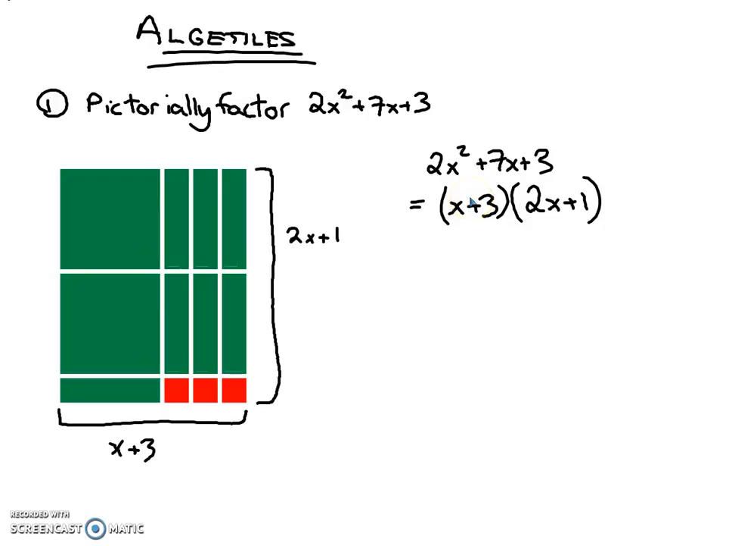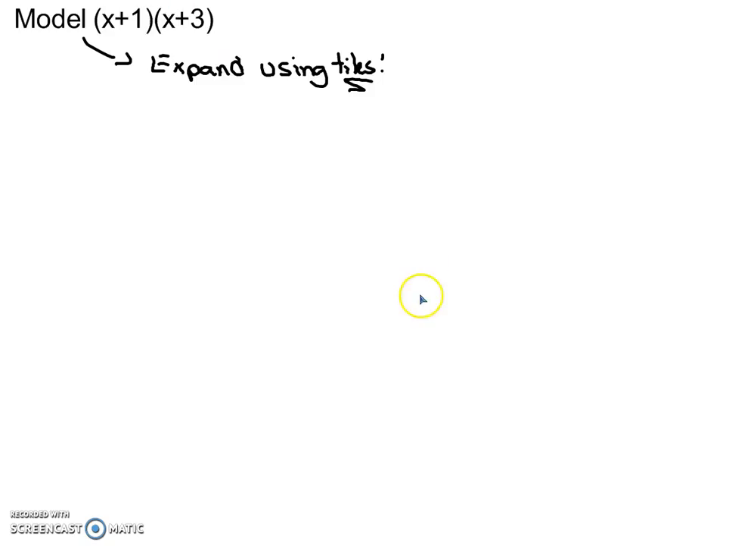Now, this is potentially useful if you get stuck. This would have been a decomposition question the other way, which is very doable. We've talked about that in another video, but pictorially is another way you can solve this question. I'm just going to do an expansion example, and that's it for Algetiles.